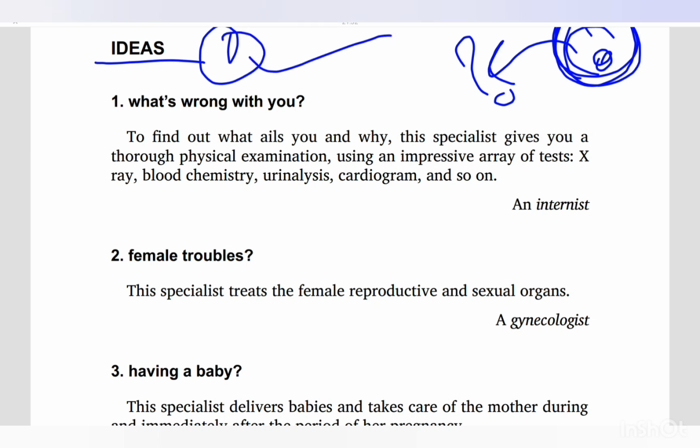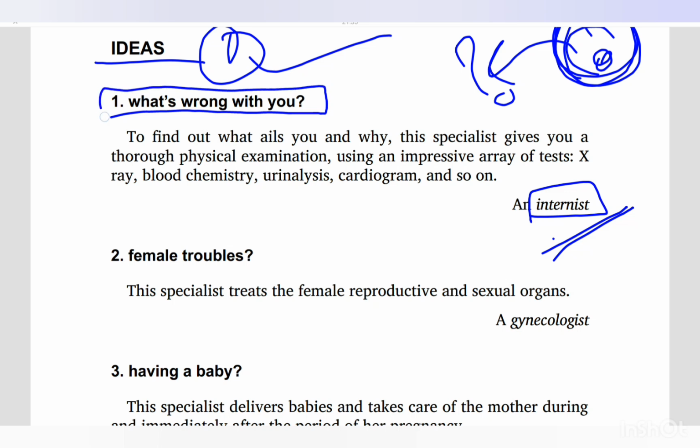The word here is internist. Focus more on the pronunciation. We will discuss the pronunciation in detail later, but still. The idea behind this is what's wrong with you, to find out what ails you. Ails means to trouble you or make you sick. What ails you and why? This specialist gives you a thorough physical examination using an impressive array of tests.